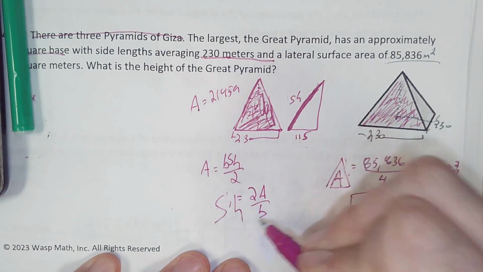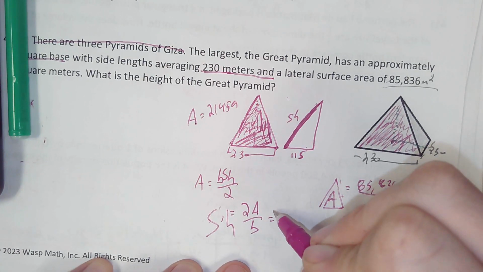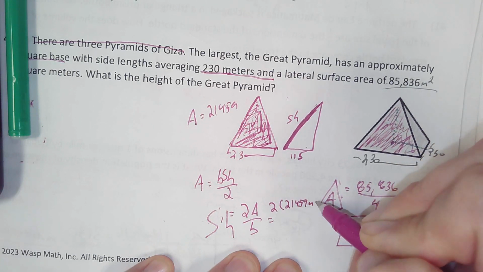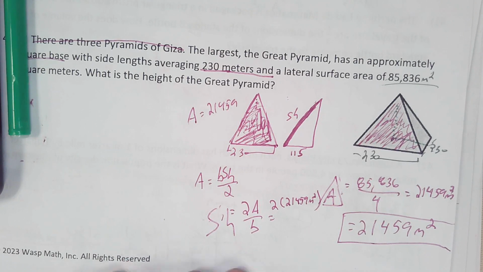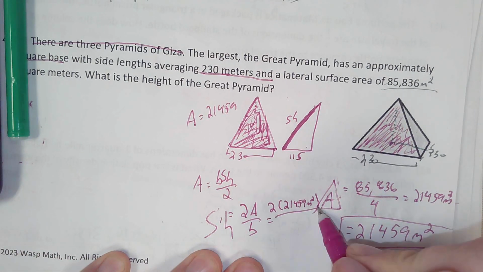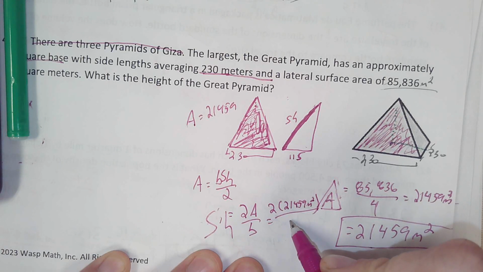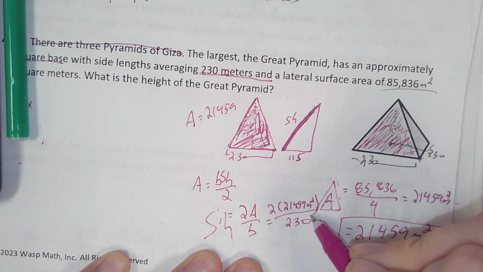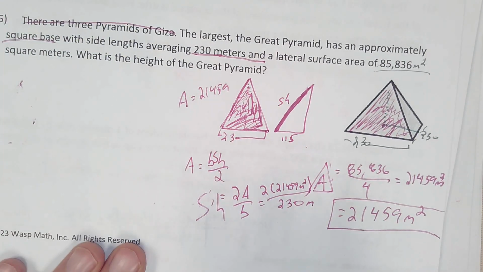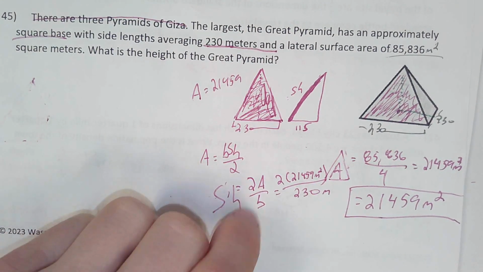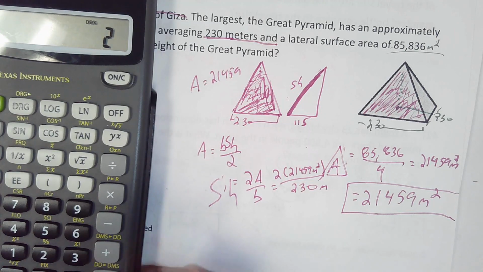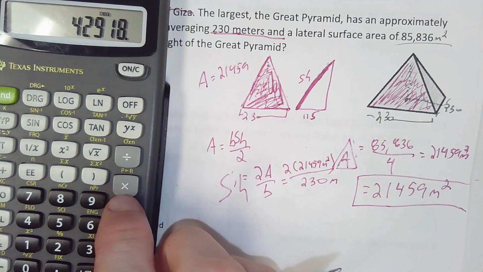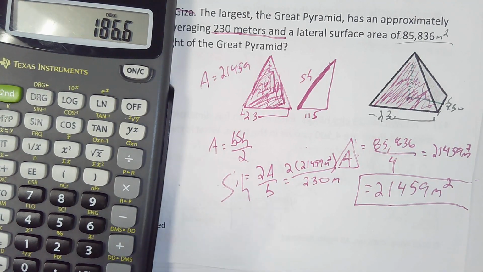That's the slant height. It's going to be equal to 2 times 21,459 meters squared, then divided by 230 meters. The meters will cancel out, and all you're left with is meters. Meters squared divided by meters will be meters. So that works. 2 times 21,459 divided by 230 equals 186.